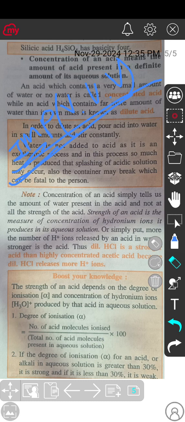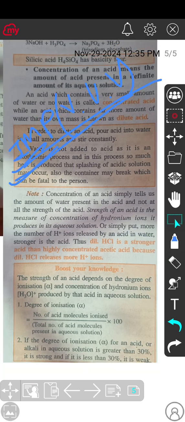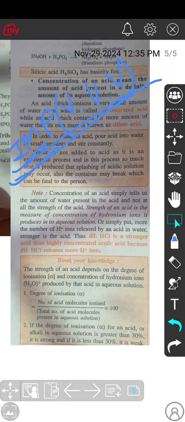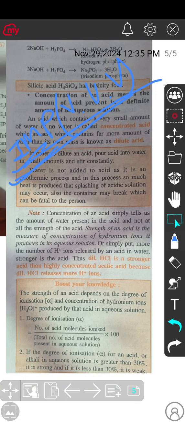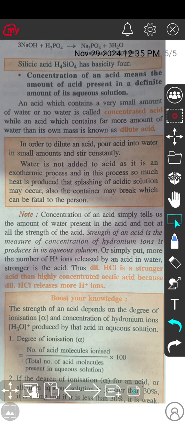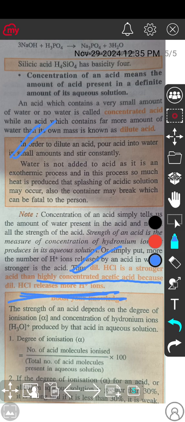Now, there will be a give reason here also. There are two give reasons on this page. The first one is this, the orange part. Dilute HCl is a stronger acid than the highly concentrated acetic acid because it releases more H plus ions. Okay, this is very important.